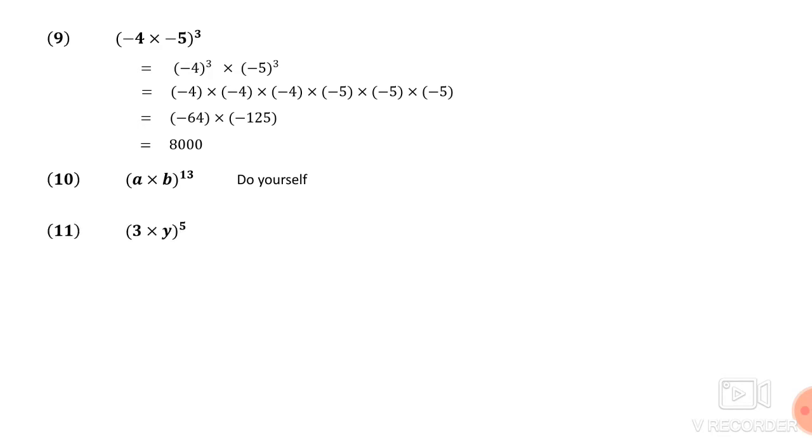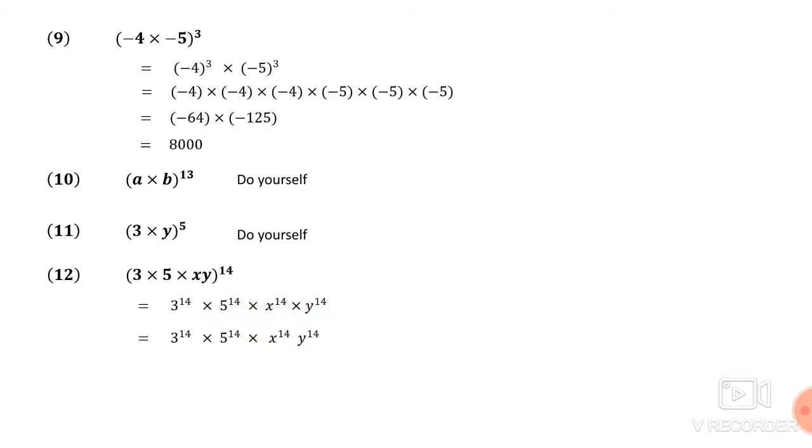Part 11. Exactly same. Do it yourself. Part 12. Again same. Okay. We have 3 multiply 5 multiply x multiply y and we have a whole exponent 14. This whole exponent 14 will be applied on every base. 3 exponent 14, 5 exponent 14, x exponent 14, y exponent 14. Solve it and you will get the answer.